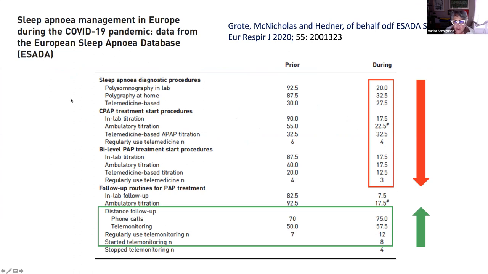What is known is that the number of accesses to the sleep lab and also performance of diagnostic procedures and CPAP or bi-level PAP treatment procedures fell dramatically during the lockdown in Europe, so during spring. The follow-up routines for PAP treatment also decreased, but there was a slight increase in distance follow-up, with an increase in phone calls and telemonitoring and a higher number of centers regularly using telemonitoring. However, this was a small increase.